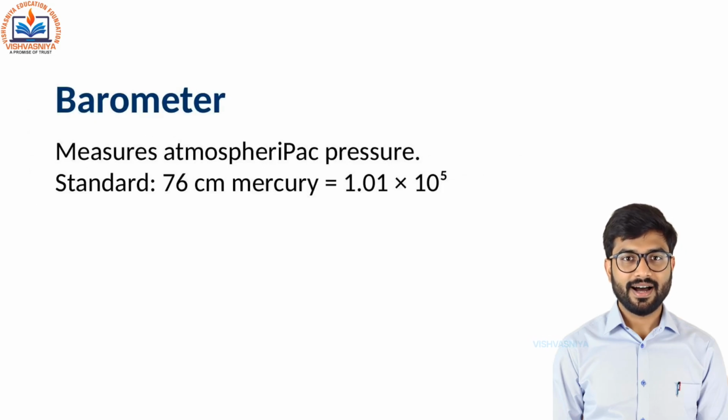Let's now talk about the barometer. A barometer measures atmospheric pressure using mercury. At sea level, the height of mercury is 76 centimeters. This corresponds to 1.01 into 10 raised to the power 5 pascals.